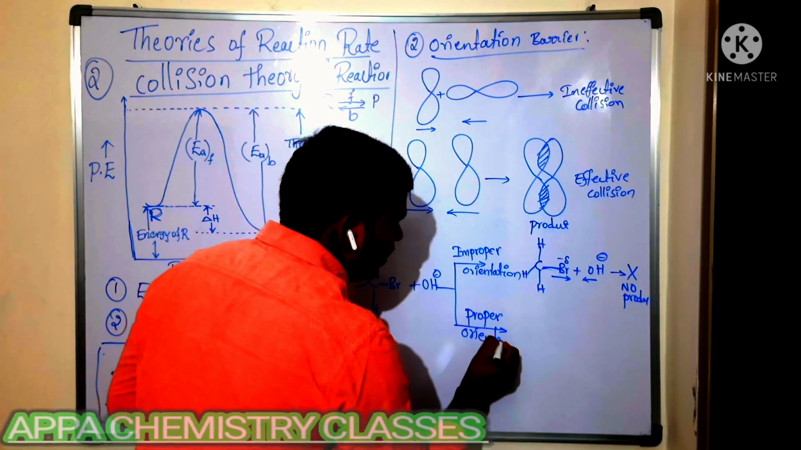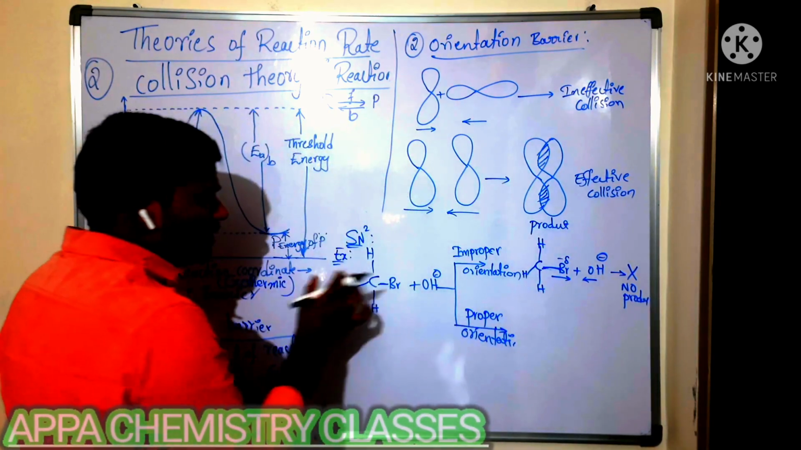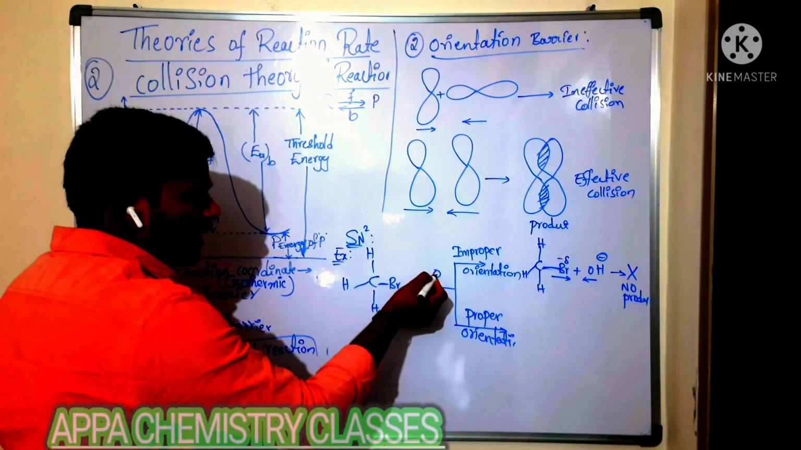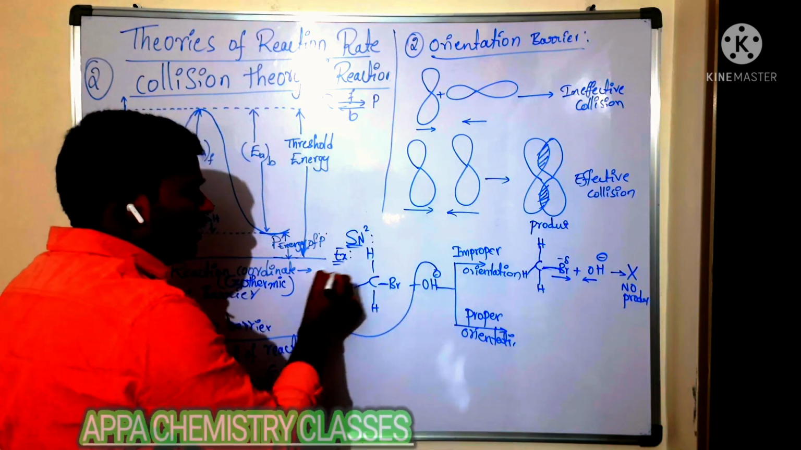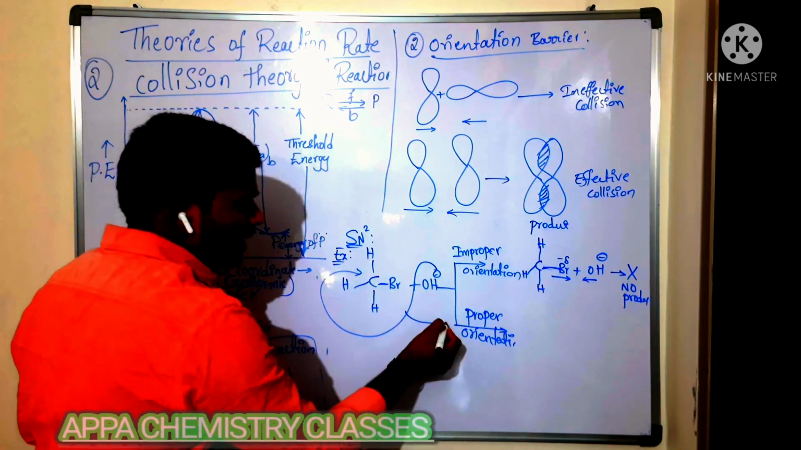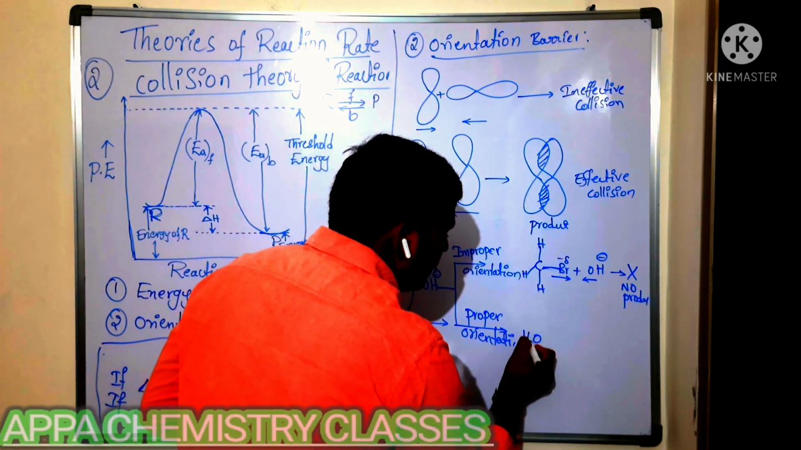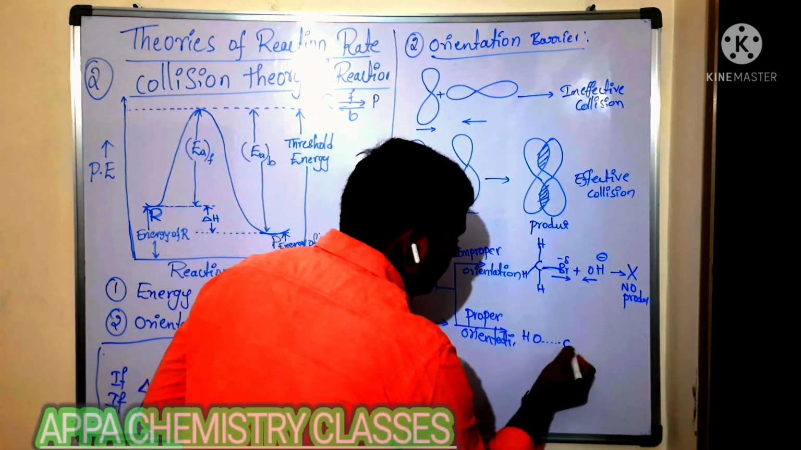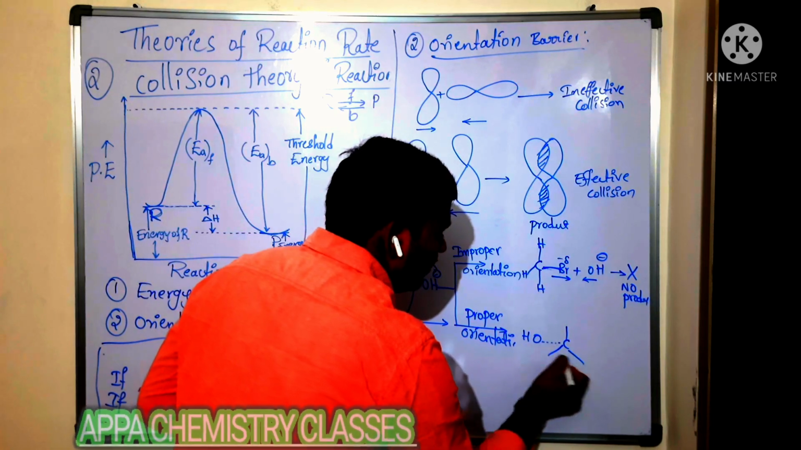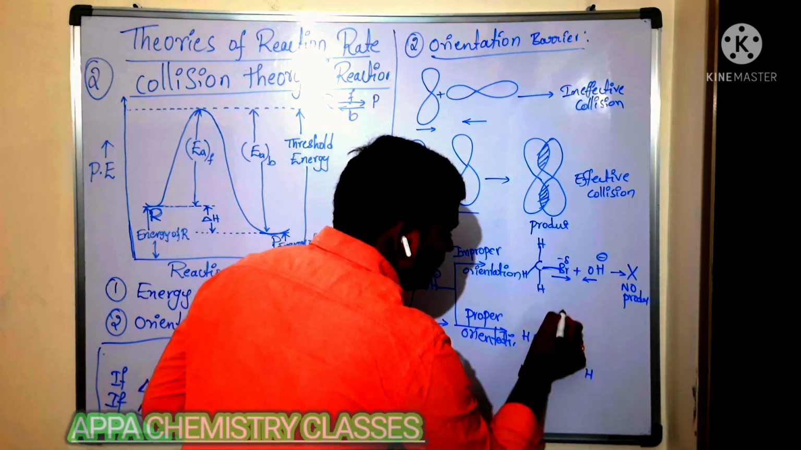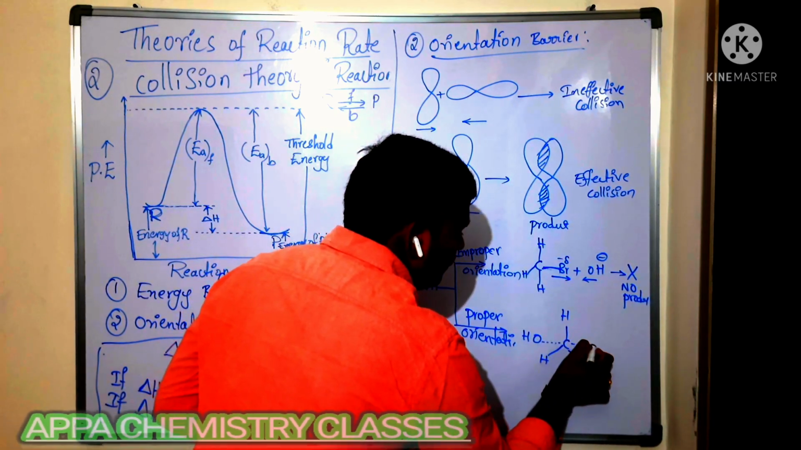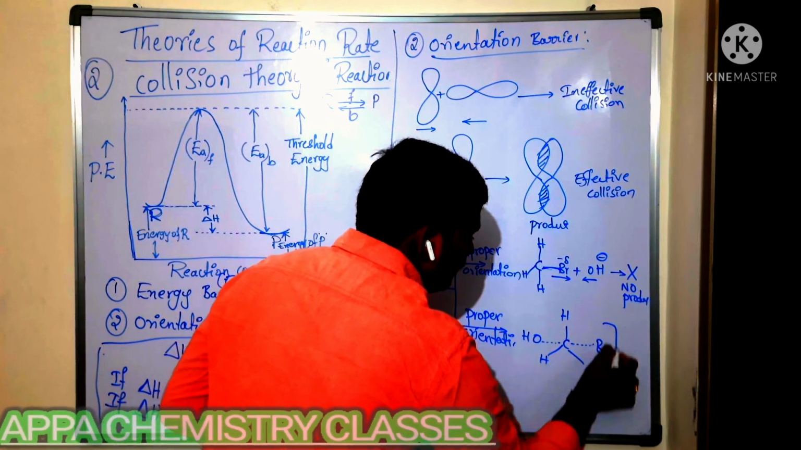That nucleophile should attack the alkyl halide from the back side. Then it is called a proper orientation. Now you see in this case, OH is forming a bond with this carbon, and simultaneously the leaving group also leaves this carbon.